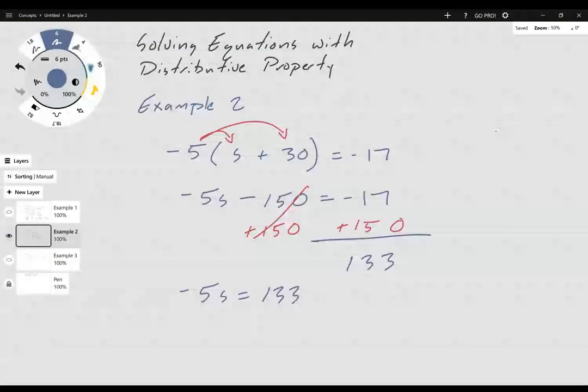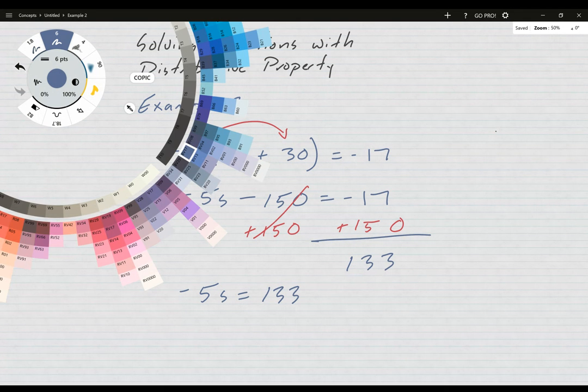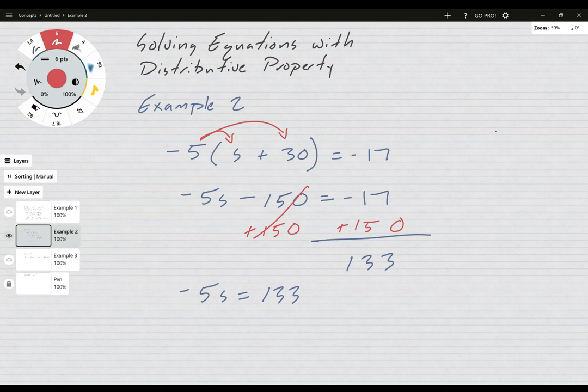Now I'm just going to use my inverse operations. I have -5 multiplied by s. I'm going to divide by -5 on both sides. -5 divided by -5 just gives me 1, so all I have left is the s.